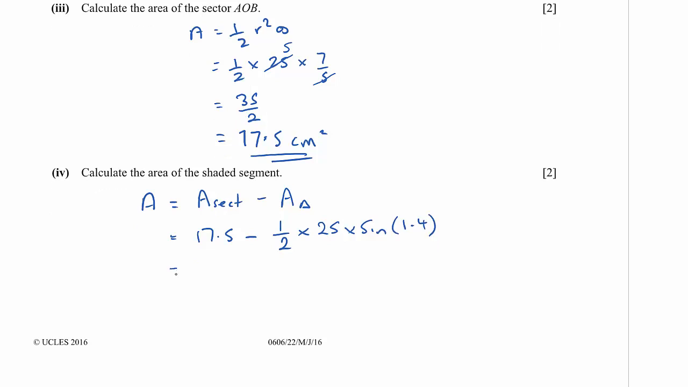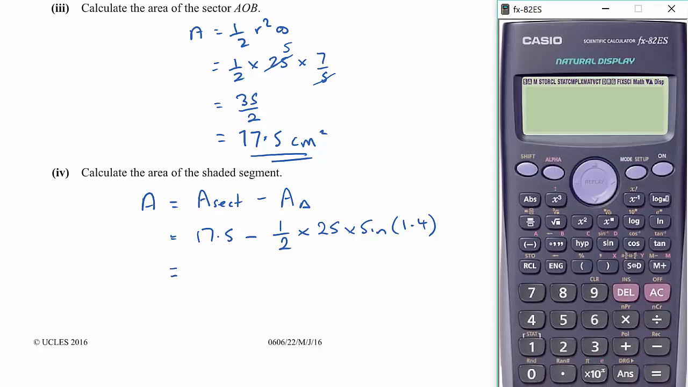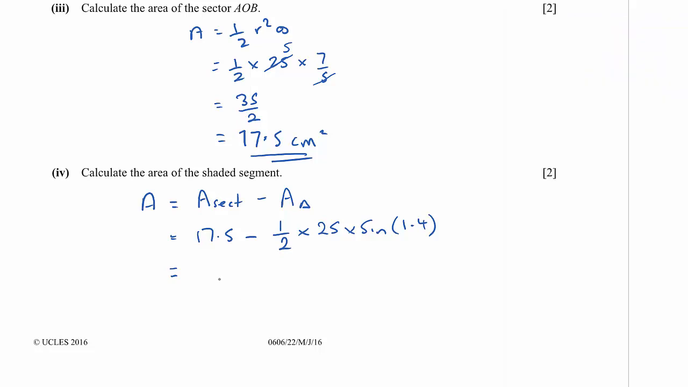And all we need to do is make sure our calculator is in radian mode. So it's in radian mode now, and then I can do 17.5, take away 0.5 times 25 times the sine of 1.4, and that gives me 5.18 square centimeters, giving the answer to 2 decimal places.